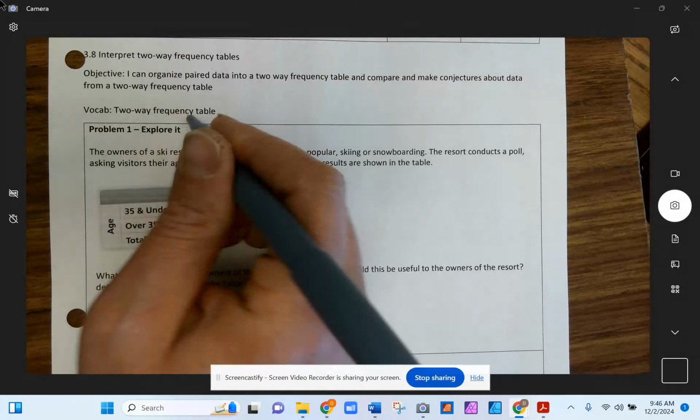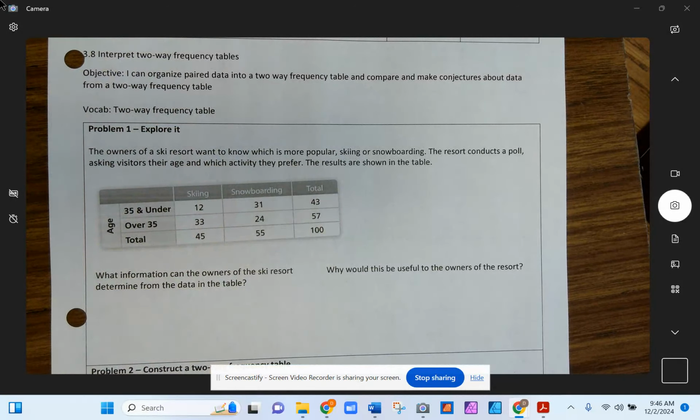Okay, so this is the vocab. We'll add that later. Problem number one, the owners of a ski resort want to know which is more popular, skiing or snowboarding. The resort conducts a poll asking visitors their age and which activity they prefer. The results are shown in the table.